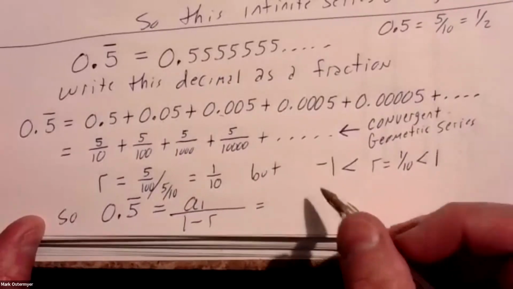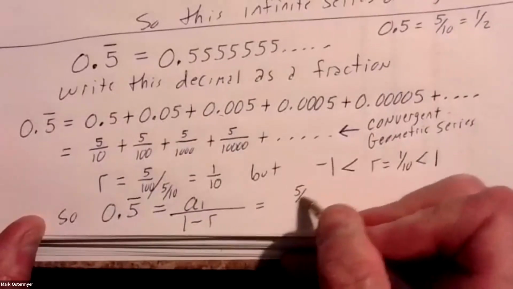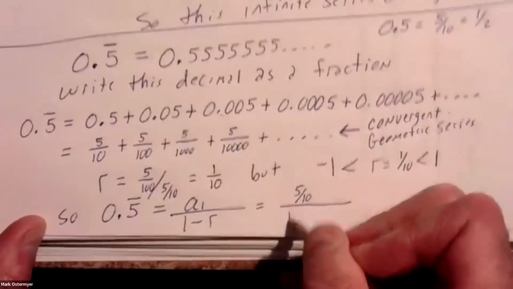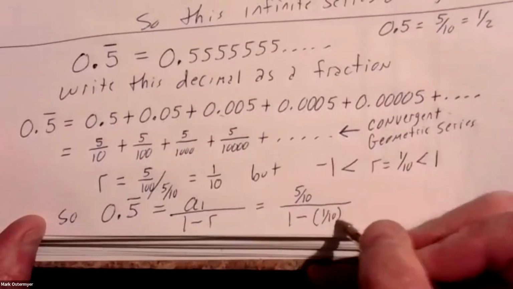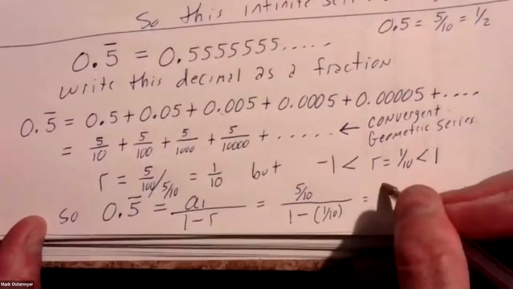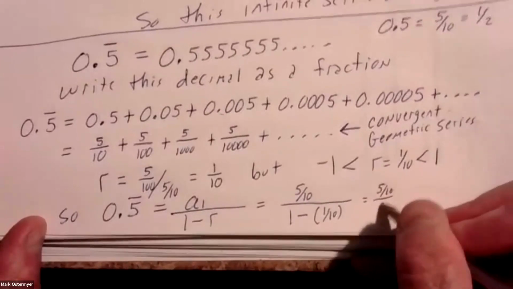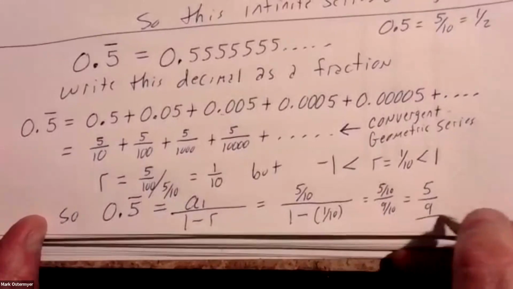But what's the first term? The first term is 5/10, either as a decimal or as a fraction. I'm going to write it as a fraction, 5/10. And that sits over 1 minus the common ratio, which is 1/10. What's 1 minus 1/10? That'd be 9/10. So what's 5/10 divided by 9/10? That'd be 5/9. You got your answer.